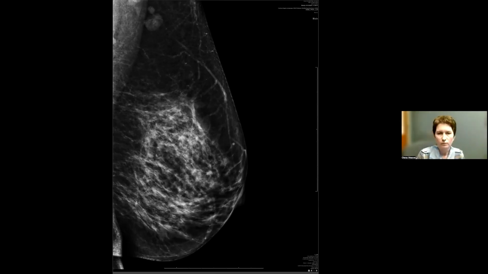So this was a basically negative study with moderate to marked background parenchymal enhancement, no pathology. We saw this lady for another year and she is still okay. So she did not develop any cancer. So we consider it a true negative study.